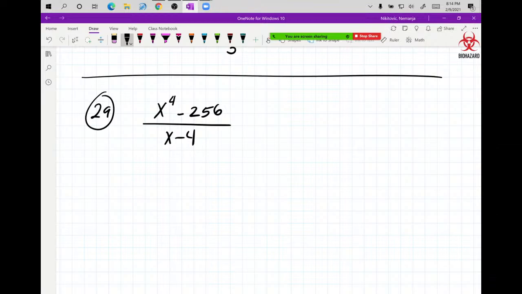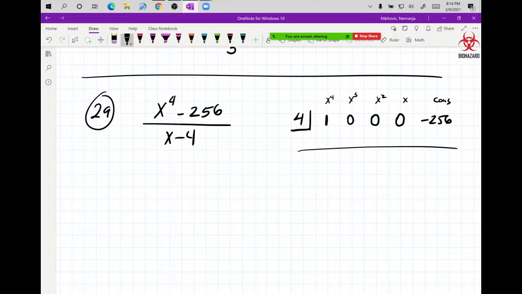All right, so immediately we say 4. Now this is the x fourth coefficient, right? 1, x cubed is 0, x squared is 0, single linear x is 0, and finally negative 256 at the end. You got to put all of these placeholders here, right, and get your constant at the end. So x to the fourth, and then all of the missing ones, and then go.